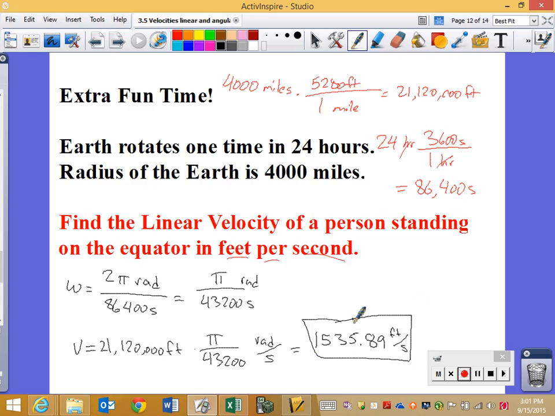So while it might seem like you're standing still when you're not moving at all on the Earth, you're actually traveling at about 1,500 feet per second.